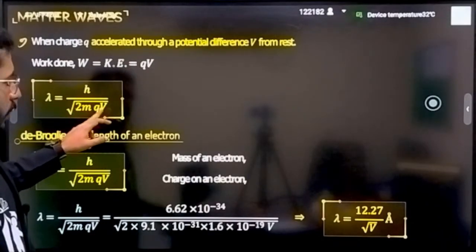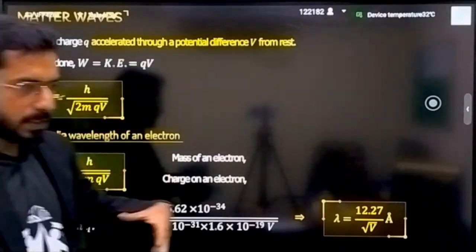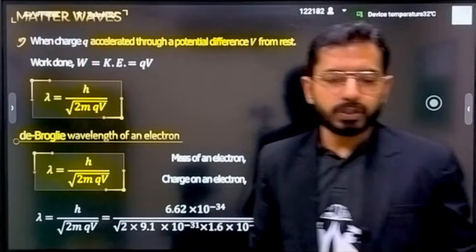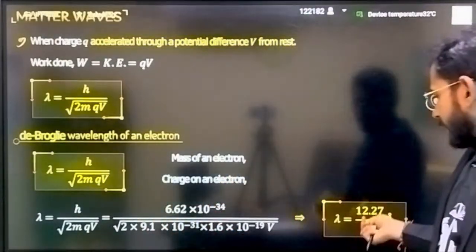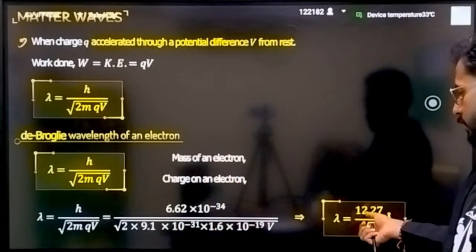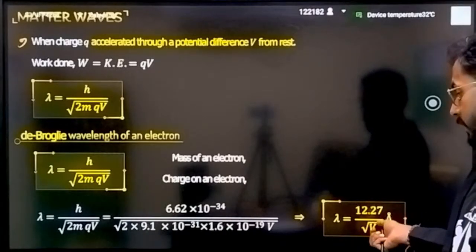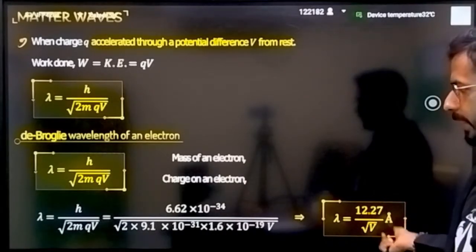See, h can be written as 2mqv. I told you how kinetic energy can be written, just now in terms of stopping potential. When you put in all these values, finally lambda is equal to 1.27 divided by root under v, and this value will come in angstrom.